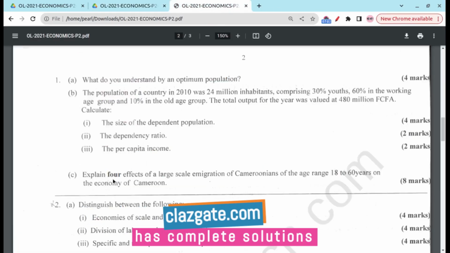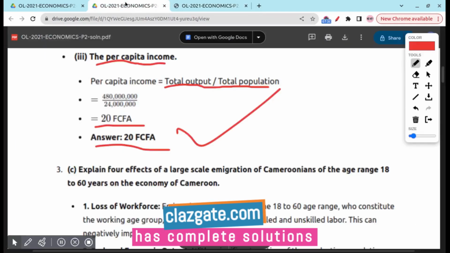And then C, they said explain 4 effects of large scale emigration. Emigration, don't forget, we're talking about emigration, not immigration. That's emigration, people living out of the country. Emigration of Cameroonians of the age 18 to 60 years on the economy of Cameroon. That's 4 effects of living out of the country.